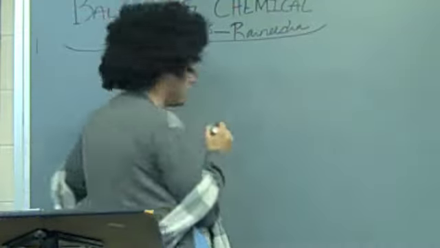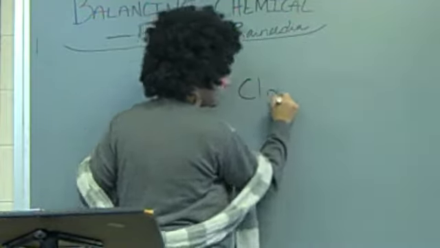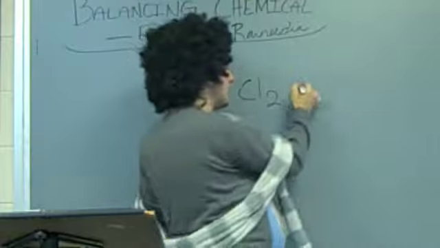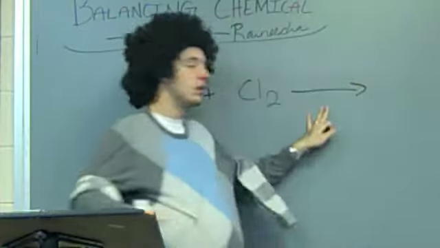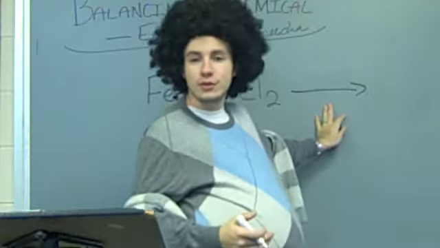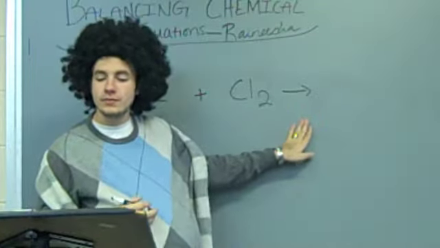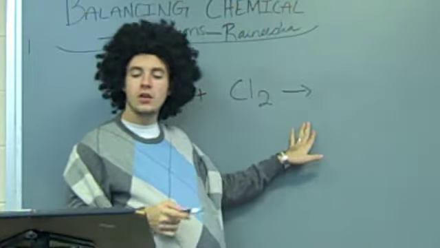Fe plus Cl2 yields. When we say this right here, the arrow, you pronounce that "yields," meaning to produce something. Fe plus Cl2 yields FeCl3.